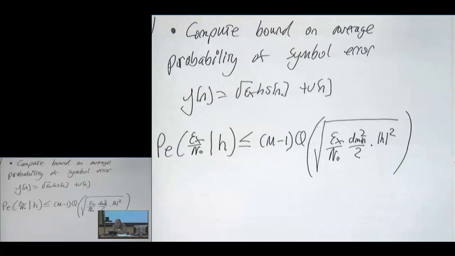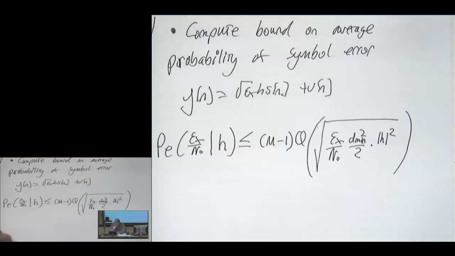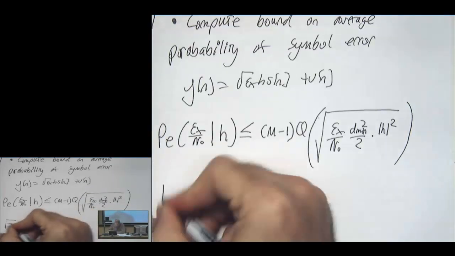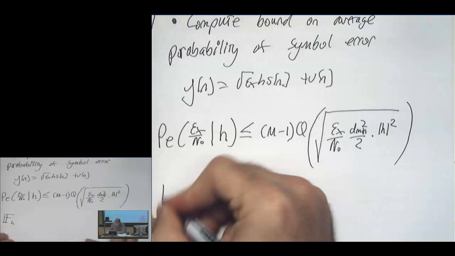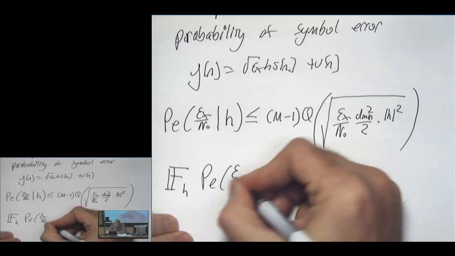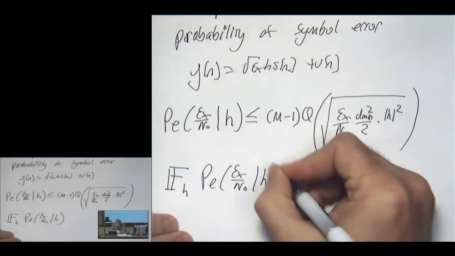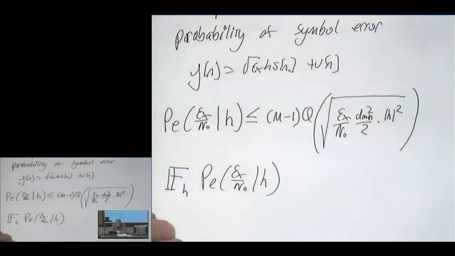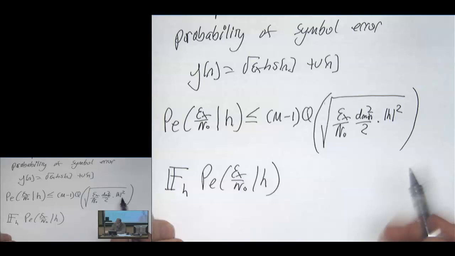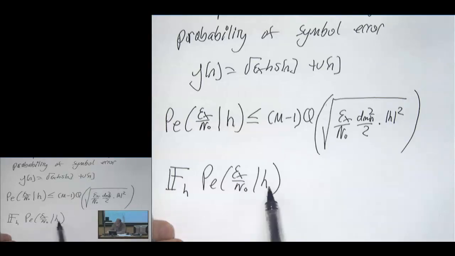So there are different things that we could compute. The most standard quantity of interest is the average probability of error, where we take the expectation with respect to h of this conditional probability of error. And here's where the distribution of the channel comes in. Right here, there's no distribution of the channel, because we're just conditioning, treating it as given. And now here, we have to plug in our assumptions about the channel distribution.